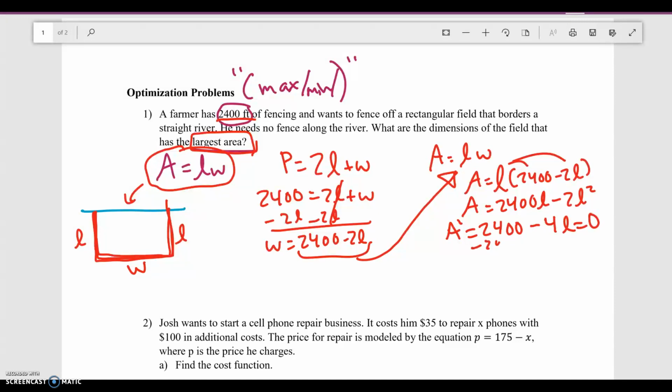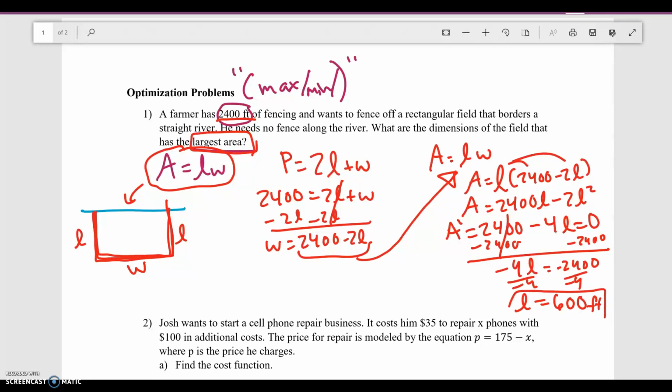So I'm going to subtract 2,400 from both sides. Minus 4L is equal to negative 2,400. And then I'm going to divide by negative 4. So I will find my first dimension, my first L, and this is just going to be equal to 600. In this case, it's going to be feet. So I just figured out what my first dimension is.